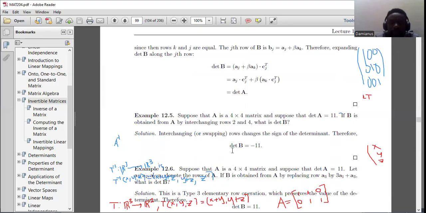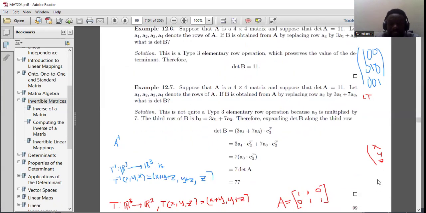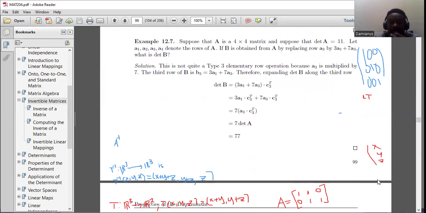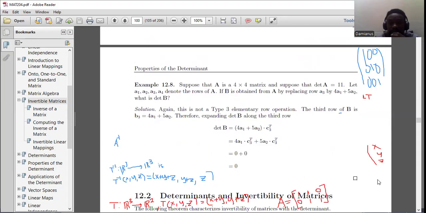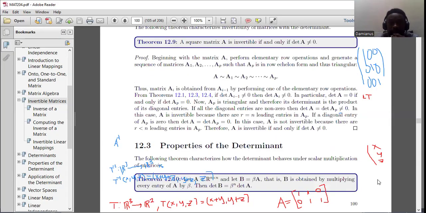Like this one says, suppose A is a 4 by 4 matrix and suppose the determinant of A is 11. If B is obtained by interchanging 2 rows, 2 and 4, what is the determinant of B? The determinant should be the negative determinant of that one. This is what we looked at last time, so I'm not going to look at them so much. And so forth and so on. Let me see. Yeah, more properties of determinant. This one, yeah.